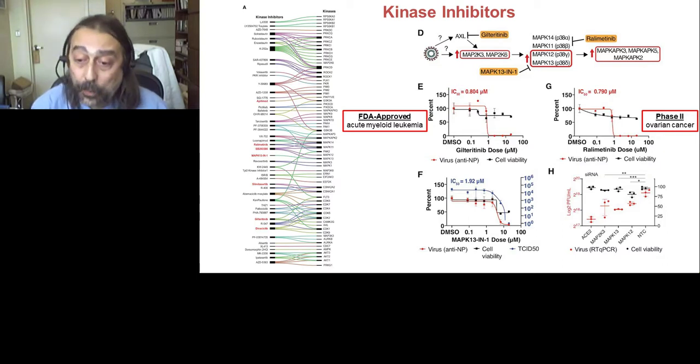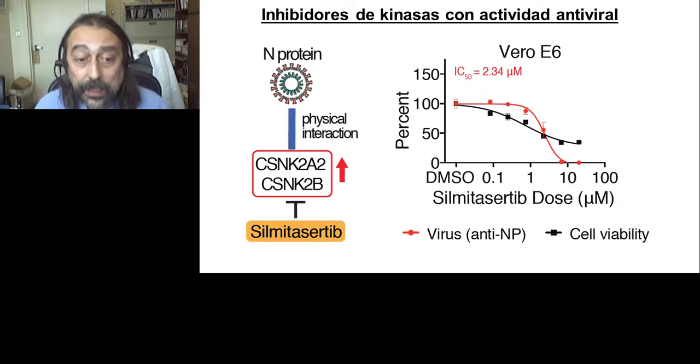So either down-modulating the kinase by siRNA or using an inhibitor of these kinases is able to inhibit viral replication. The last kinase inhibitor that I'm going to show is silmitasertib, which inhibits casein kinase 2. That is interesting because it's not only activated during viral infection, but it's also known to interact with the M protein of the virus. So we think there are multiple lines of evidence that it is required for viral replication. And in fact, it also has a relatively good IC50, around 2.3 micromolar.